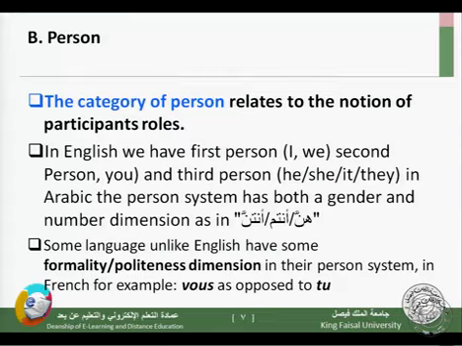Now in French they use different pronouns. Vous is for politeness. Tu is for informal. Vous êtes belle, tu es belle. You understand? So this is an example of the role of person system in translation. You need to be careful about this.